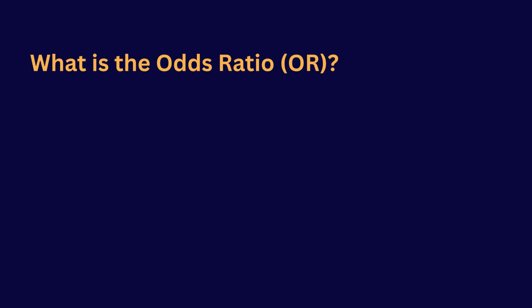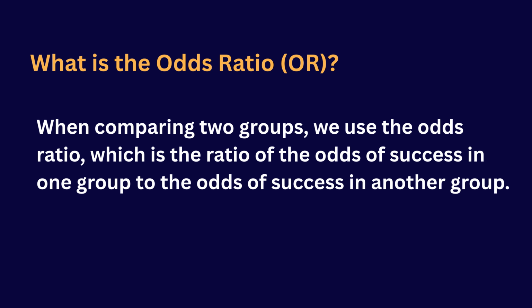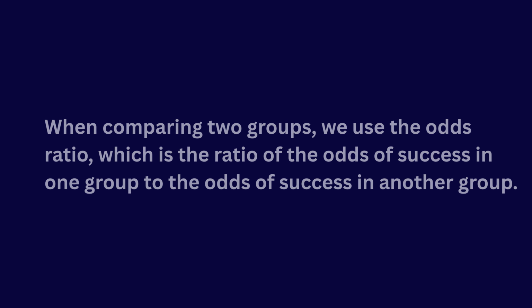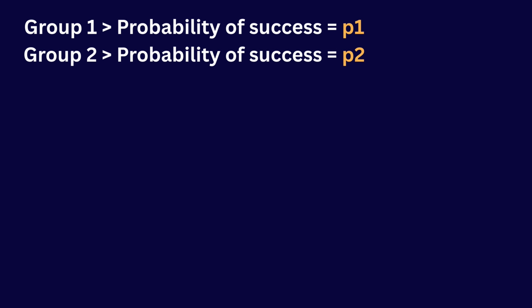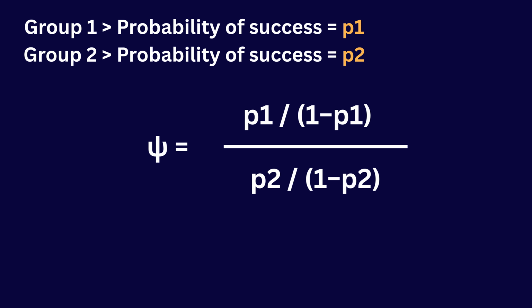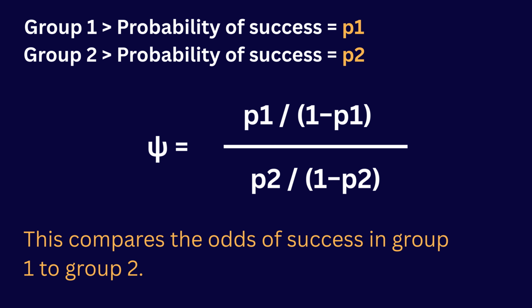What is the odds ratio? When comparing two groups, we use the odds ratio, which is the ratio of the odds of success in one group to the odds of success in another group. If group 1 has a success probability of P1 and group 2 has a success probability of P2, then the odds ratio psi is given by psi equals P1 divided by 1 minus P1, divided by P2 divided by 1 minus P2. This compares the odds of success in group 1 to group 2.